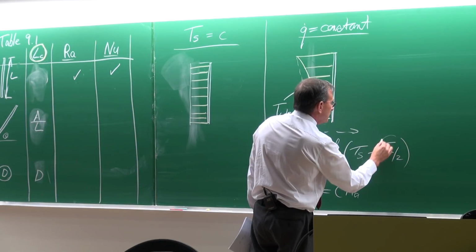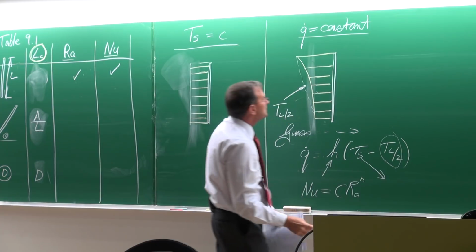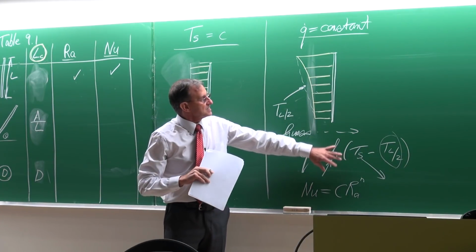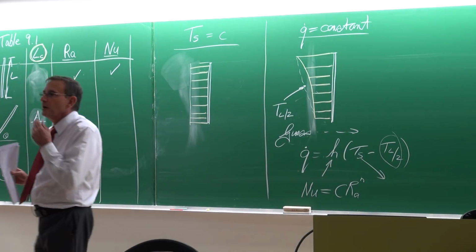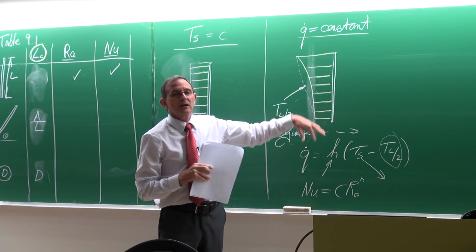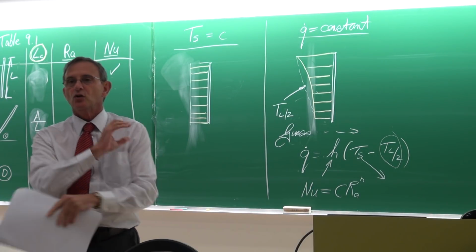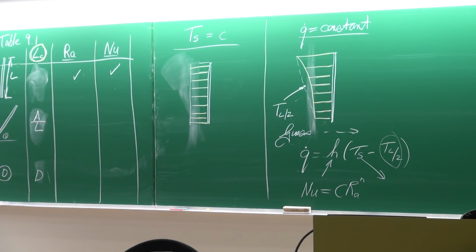And then, because you've guessed this one, you're going to determine Ts. Once you've got Ts, then you can guess a better value for T at L divided by 2, and you just do 1 or 2 iterations of this problem. It is not so complicated, and normally it converges very, very quickly.